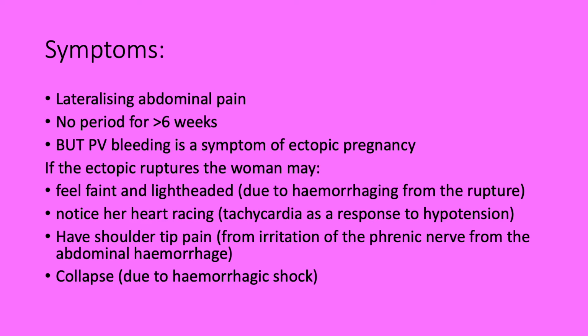And an interesting one is she may complain of shoulder tip pain, and that's really a referred type of pain. The phrenic nerve, which can be irritated by internal bleeding in the abdomen, also supplies the tip of the shoulder. So if it gets irritated in the abdomen, you can also get shoulder tip pain. And then at the far end of the spectrum, a woman may be rushed into A&E, into the emergency department, with a collapse. And that would be because of hemorrhagic shock. So no, she's no longer compensating for this low blood pressure and internal bleeding.